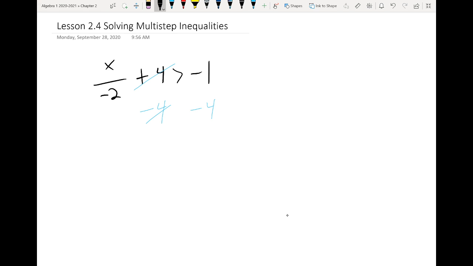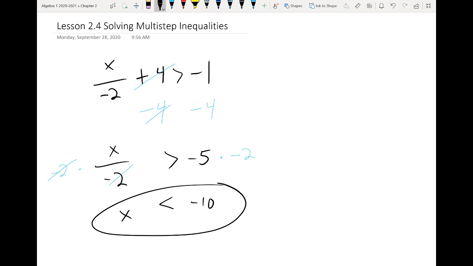It's actually an inequality. So once we do that, we're going to have x over negative 2 by itself on the left. And then we have canceled 4, negative 4. Negative 1 minus 4 is negative 5, okay? And our last step here, multiplying both sides by negative 2. Okay, the negative 2's are going to factor out. So x, and we're going to have negative 5 times negative 2, which of course is negative 10. But remember, when you multiply by a negative, we have to reverse our sign. So it's no longer greater than, it is now less than.